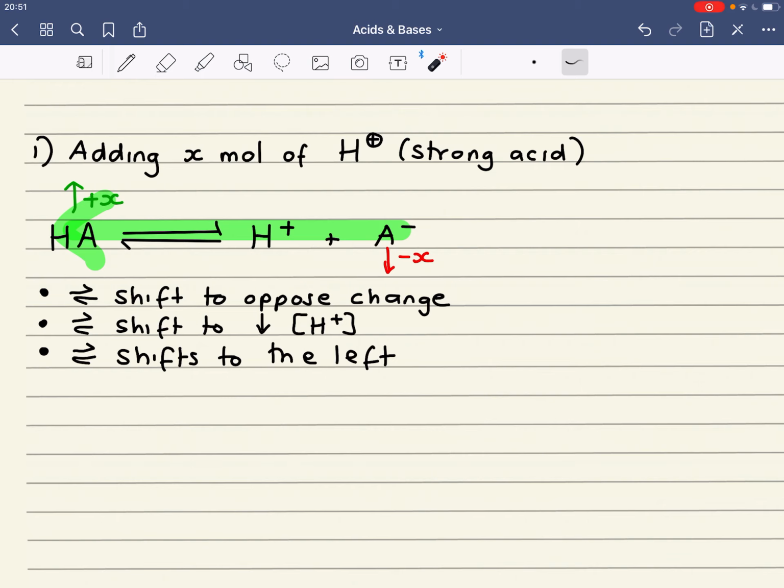The equilibrium will shift to the left to oppose the change, and the number of moles of HA will increase by that amount, and the number of moles of A minus will decrease by this amount.